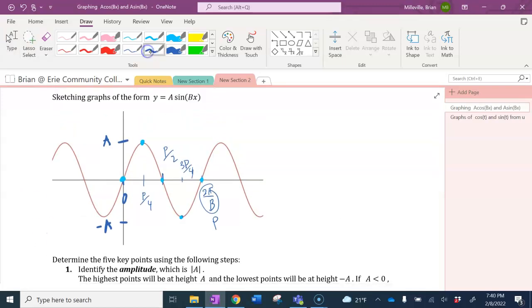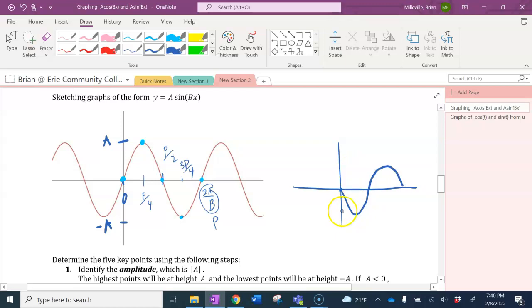Just giving a quick freehand sketch of that, what would that look like? You'd be starting still at 0, but you'd be going down and then coming back up. And again, not a perfect picture there because I just drew that by hand, but that would be the idea. Your lowest points would be at A, which would be negative. Your highest points would be at negative A, which would then be positive.